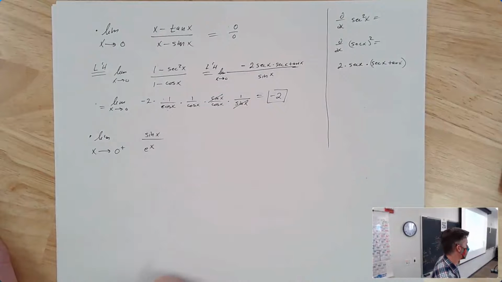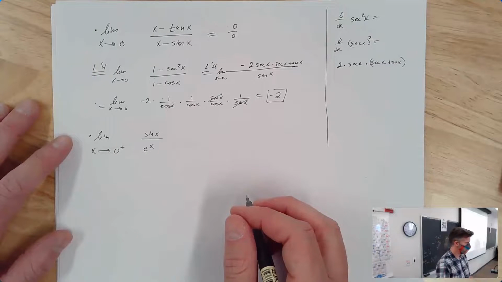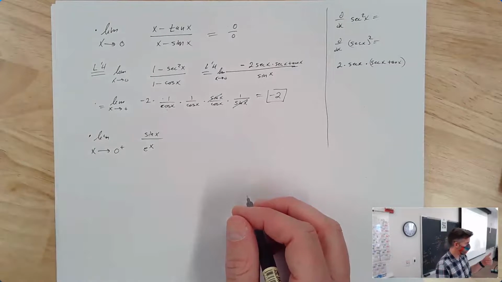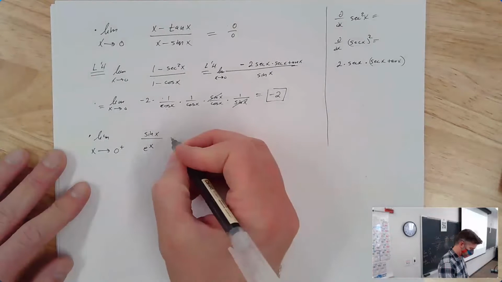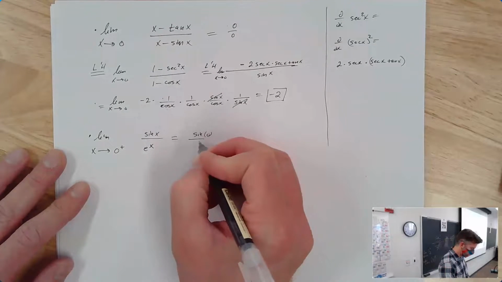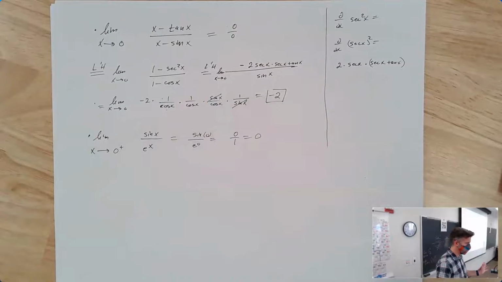What about the second one? Can I use L'Hopital's rule here? No, I can't, right? Because what do I get when I plug in 0? Sine of 0 over e to the 0. That's looking like just good old 0. Done. Thank you.